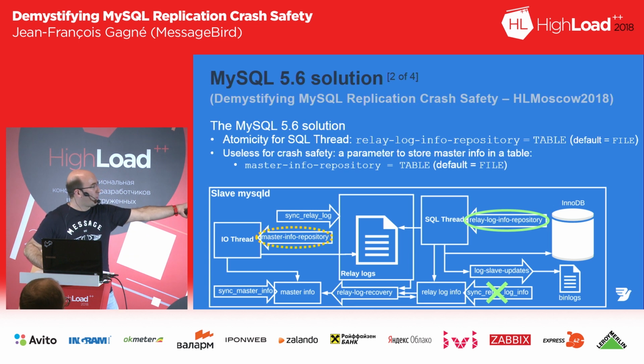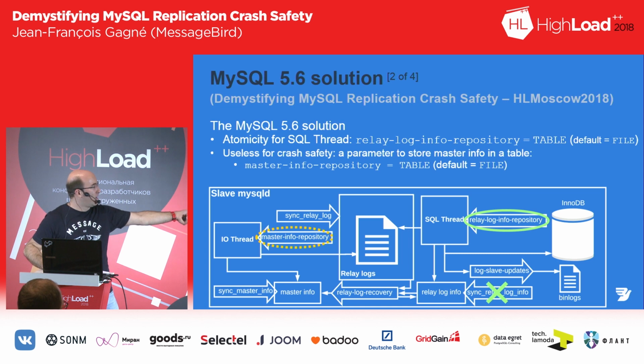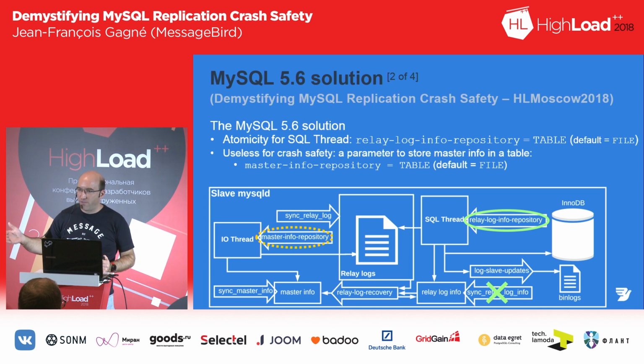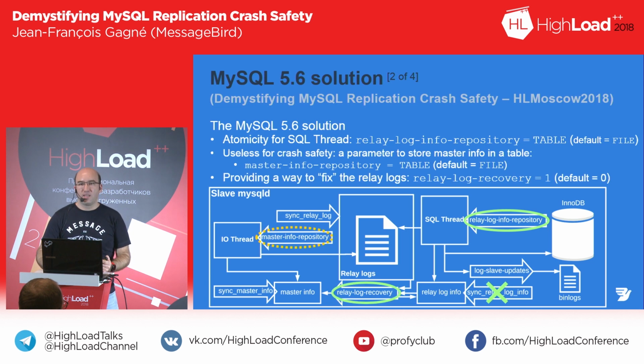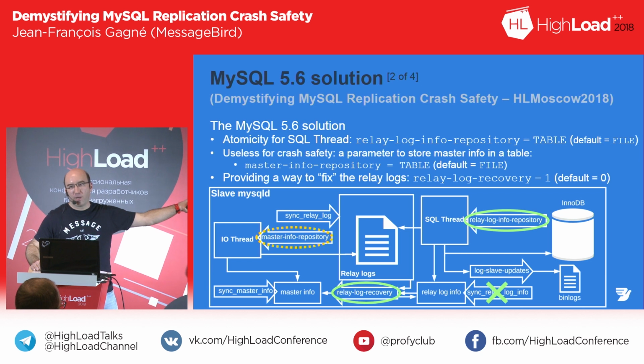There's a master info repository, so saving the master info in a table, but this is not useful because we cannot synchronize the position of the IO thread with the content of the relay log. This is still a file, and even if this is in InnoDB, there's no way to synchronize a file and a database. So what MySQL 5.6 introduced is relay log recovery, which is something complicated that will happen if you set relay log recovery to 1.